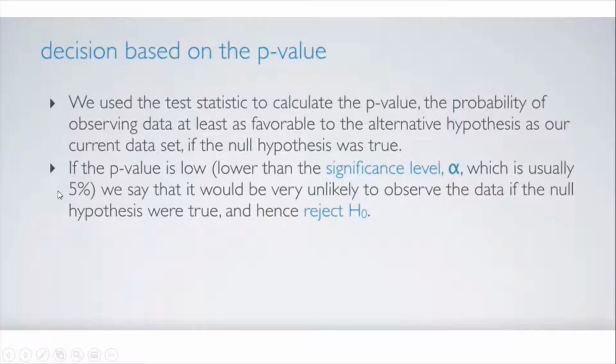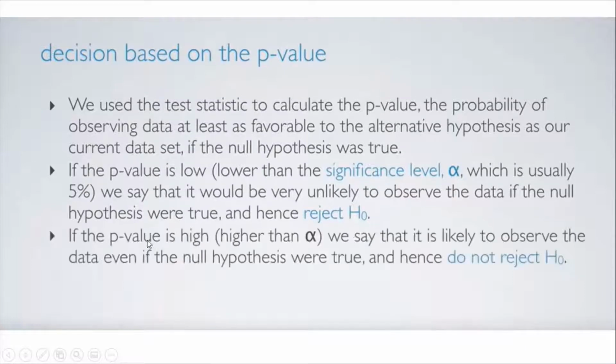We put this value as a cutoff point, 5%. Okay, this corresponds to the 95% confidence level. So if the p-value is lower than the significance level, then we can say that this data is not likely to be observed if the null hypothesis is true, so we reject the null hypothesis. And if it is the opposite, then we fail to reject the null hypothesis, or we do not reject the null hypothesis.